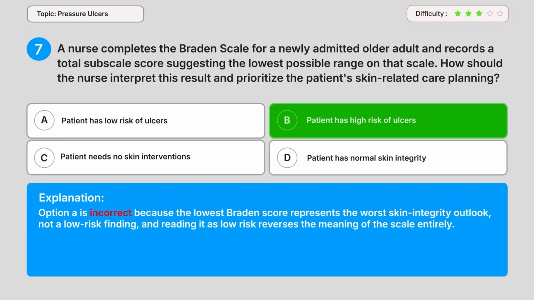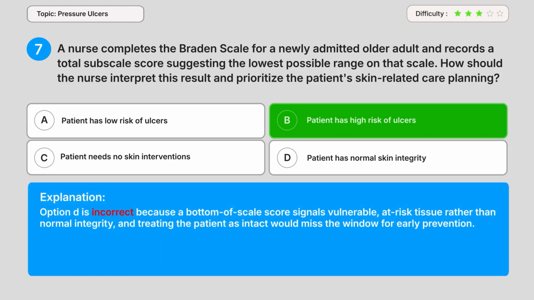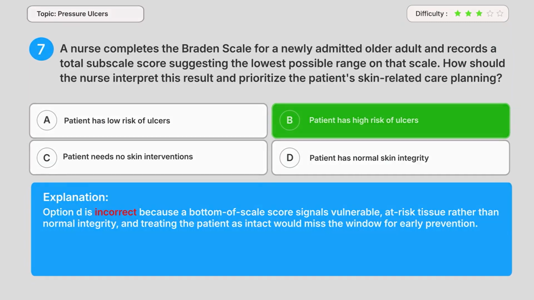Option A is incorrect, because the lowest Braden score represents the worst skin integrity outlook, not a low-risk finding, and reading it as low risk reverses the meaning of the scale entirely. Option C is incorrect, because a high-risk Braden result mandates active interventions such as repositioning, pressure redistribution, and nutrition support, not the removal of skin protection from the care plan. Option D is incorrect, because a bottom-of-scale score signals vulnerable, at-risk tissue rather than normal integrity, and treating the patient as intact would miss the window for early prevention.